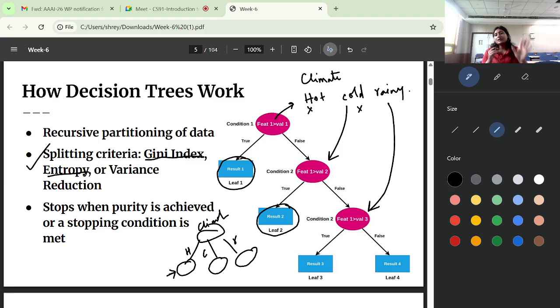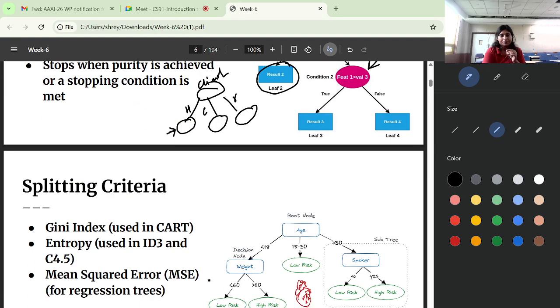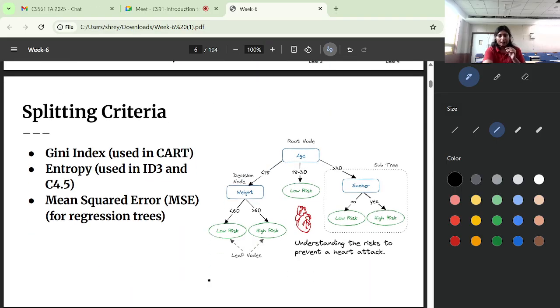And when we achieve purity, or we have some stopping condition, we will stop. It means that when we have properly defined regions, we can stop, or we can stop in between, also when we see that the tree is going too deep, because it will increase the overfit, it will increase the variance and will lead to overfitting. So how to see and solve this condition, we are going to study in further detail. Now this is splitting criteria.